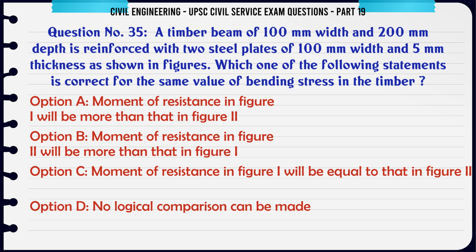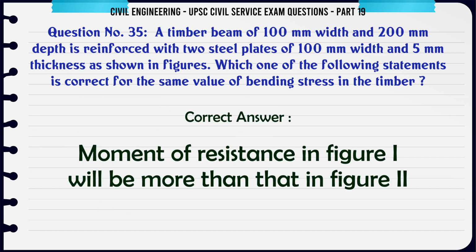A timber beam of 100 mm width and 200 mm depth is reinforced with two steel plates of 100 mm width and 5 mm thickness as shown in the figures. Which one of the following statements is correct for the same value of bending stress in the timber? A. Moment of resistance in figure 1 will be more than that in figure 2. B. Moment of resistance in figure 2 will be more than that in figure 1. C. Moment of resistance in figure 1 will be equal to that in figure 2. D. No logical comparison can be made. The correct answer is A: moment of resistance in figure 1 will be more than that in figure 2.